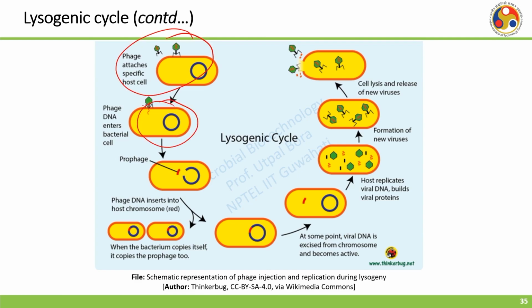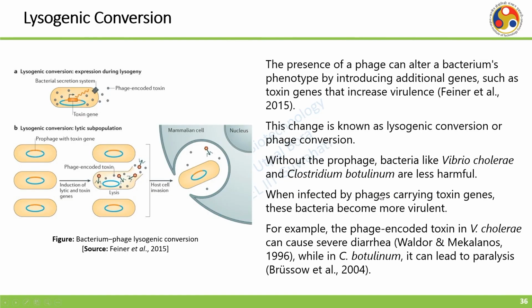So, here is the lysogenic cycle, which was already discussed, starting from the attachment, and then the internalization of the DNA, and then formation of the prophage, and replication and distribution into the two daughter cells. At some point, viral DNA is excised from the chromosome and becomes active. Then the host replicates viral DNA, builds viral proteins, and then new viruses are formed, and then it goes on to cell lysis and release of new viruses.